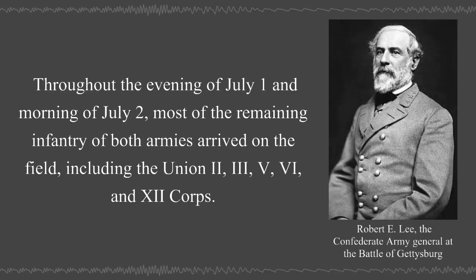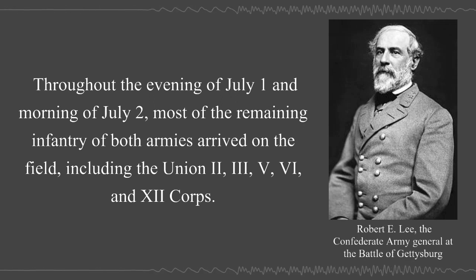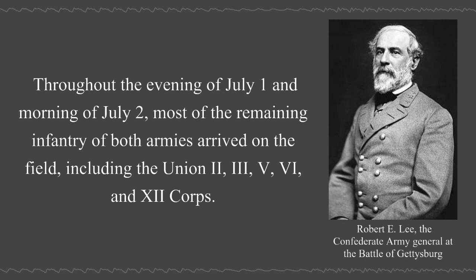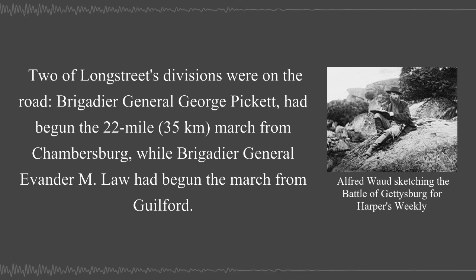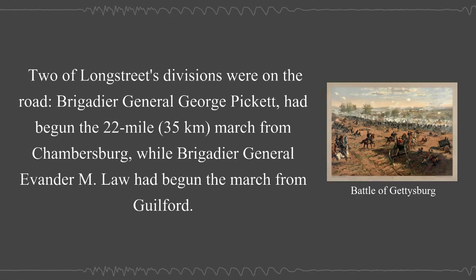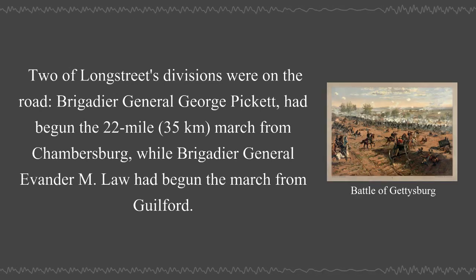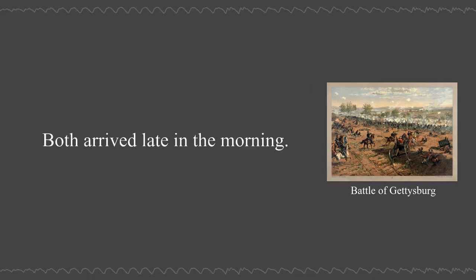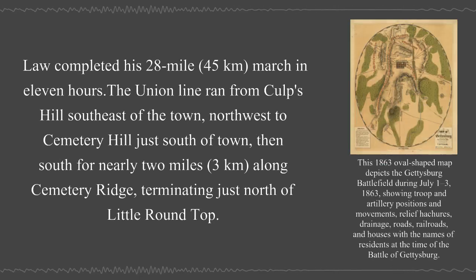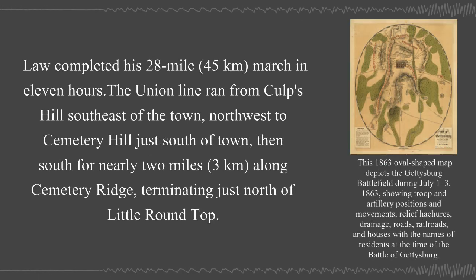Throughout the evening of July 1 and morning of July 2, most of the remaining infantry of both armies arrived on the field, including the Union II, III, V, VI, and XII Corps. Two of Longstreet's divisions were on the road. Brigadier General George Pickett had begun the 22-mile, 35 km march from Chambersburg, while Brigadier General Evander M. Law had begun the march from Guilford. Both arrived late in the morning. Law completed his 28-mile, 45 km march in 11 hours.